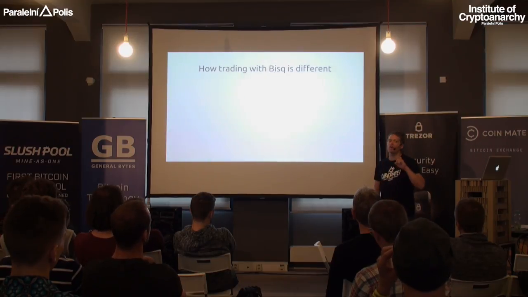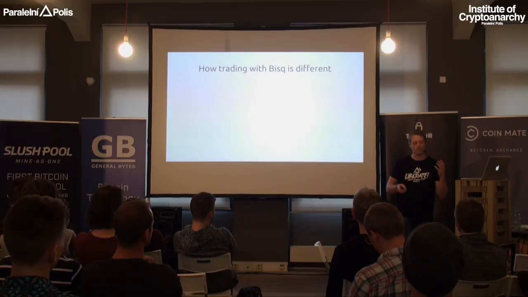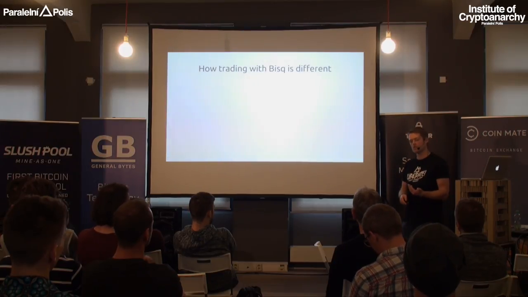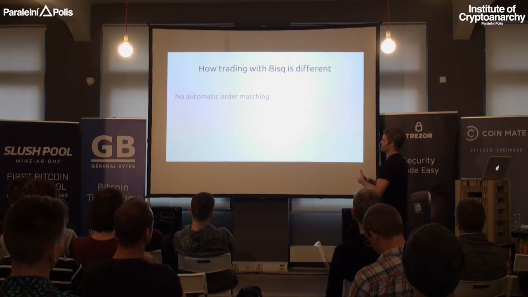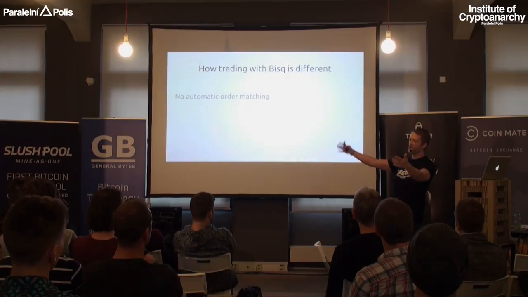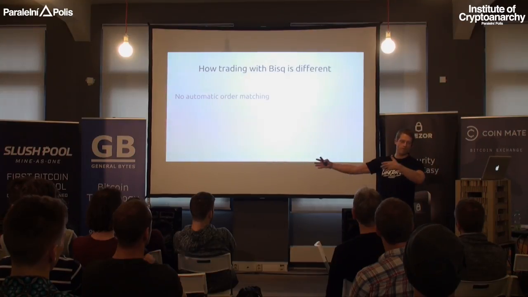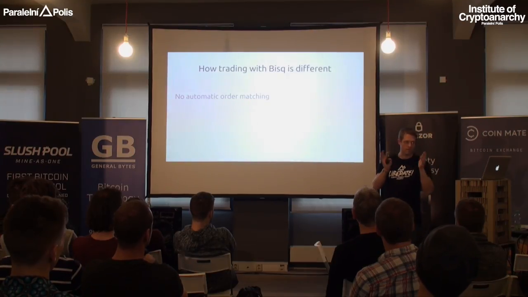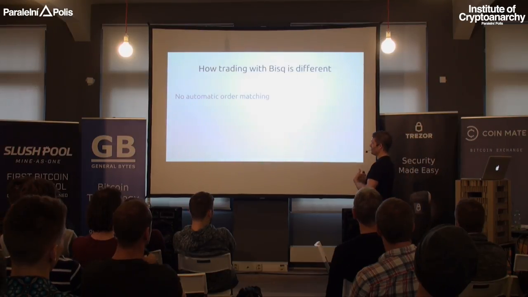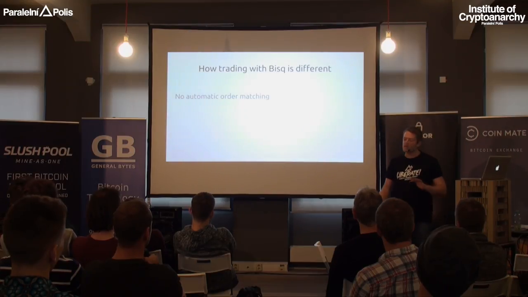So here's how it might be obvious how Bisq is different already, right? But Bisq is quite different than trading on a centralized exchange. So here's some of the ways, right? No automatic order matching. On a centralized exchange, you just log in, you say, I want to buy half a Bitcoin, and it's done, right? And that half of Bitcoin might have come from any number of counterparties being sliced and diced and chopped up. Centralized exchanges have lots of functionality available to them to make things quick and efficient and fast and all of that. But that's not the way this works, right?